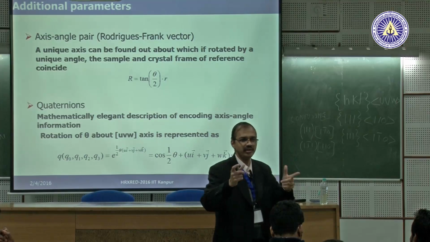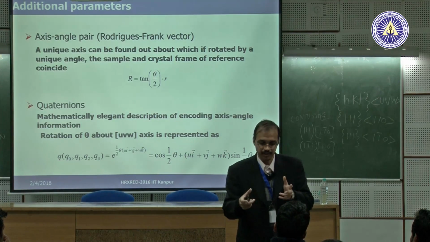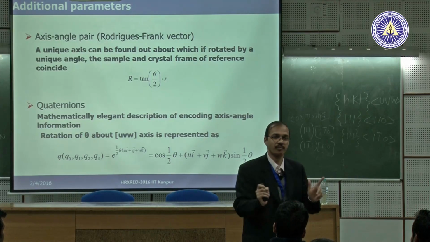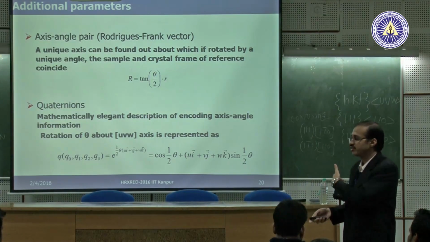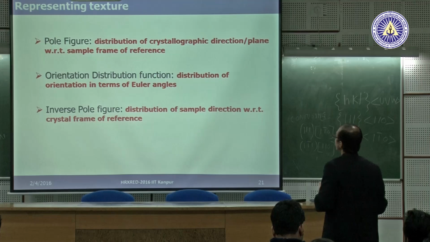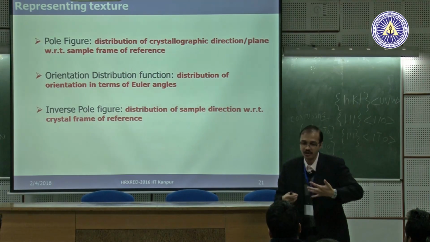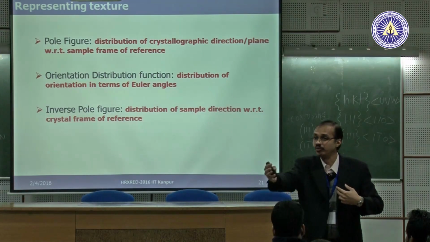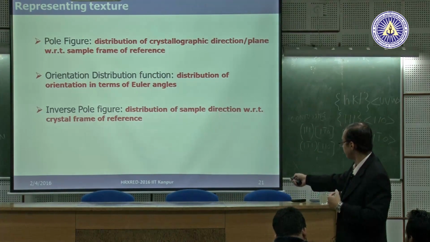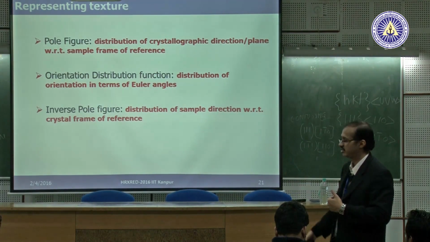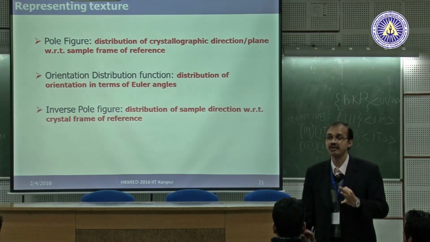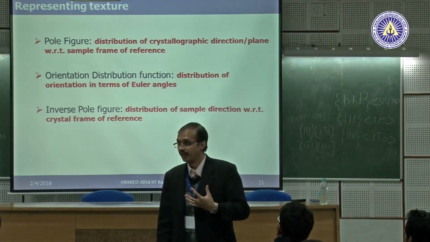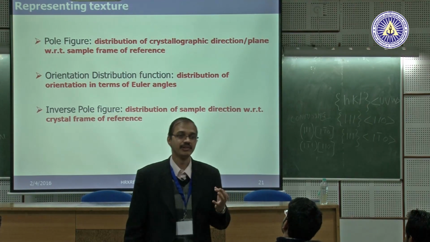You can imagine that those angles and directions can get a little complicated, but these are also better ways of representing texture. I have measured texture, but to represent it and read it so that I can tell you, that is where you have pole figures, orientation distribution functions, and inverse pole figures. And these are complicated. For this, you have to know stereography very well. I will touch upon it, but this is something you have to develop.